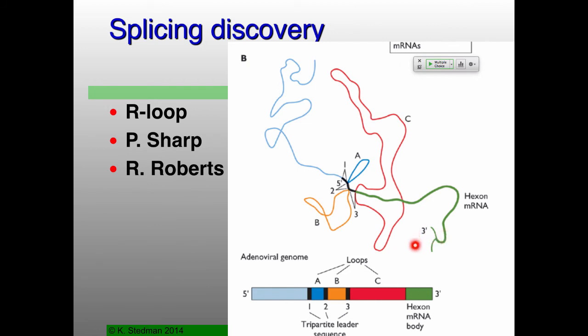There's also this little piece at the end of the RNA that doesn't match. What's that? The poly A tail hangs off the end, and of course that is not going to match the viral genome. But it was this structure, and this is literally from the paper of Phil Sharp's group, that is probably the reason that he ended up getting the Nobel Prize.